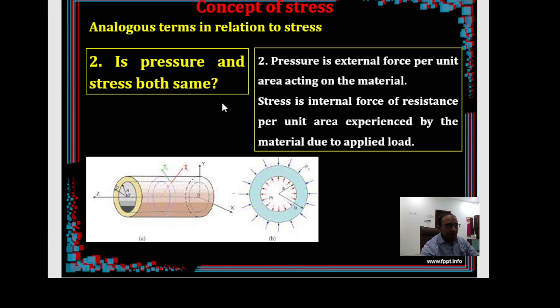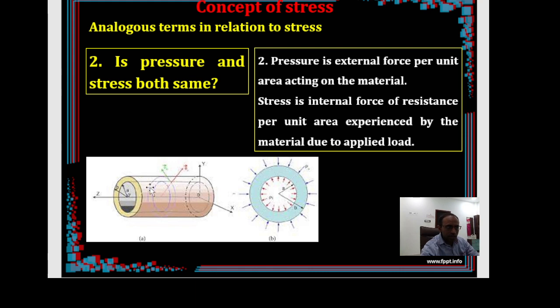Now another similar term is pressure. Are pressure and stress both the same, right? Is it the same? You can see here is a cylinder. On this cylinder, there is a fluid pressure acting. Inside there is a fluid, some kind of water, gas, whatever it may be. Any fluid is acting inside the cylinder.